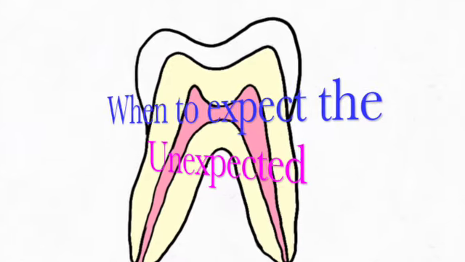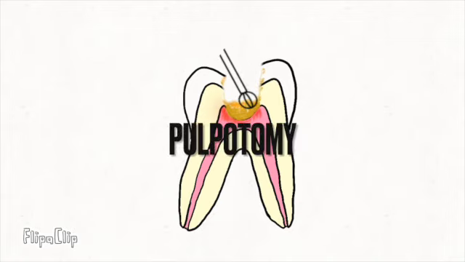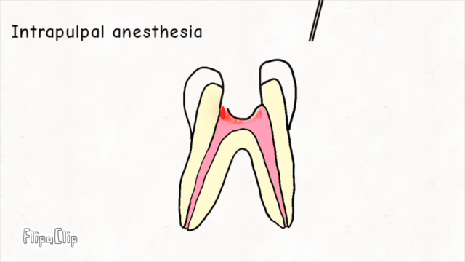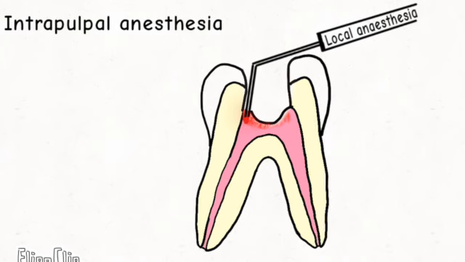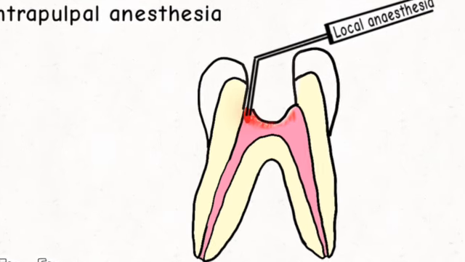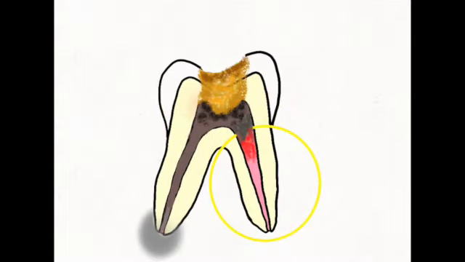When to expect the unexpected during treatment procedure. During pulpotomy, even though the patient has profound anesthesia, the tooth can still hurt when you reach the pulp horn. This is often referred to as a hot tooth. When this happens, you need to give the patient an intrapulpal anesthesia. The intrapulpal anesthesia is very painful, so inform the patient that this is going to be painful. Teeth with necrotic pulp may have vital pulp tissue. This happens in multi-rooted teeth and in the apical part of the root canal.